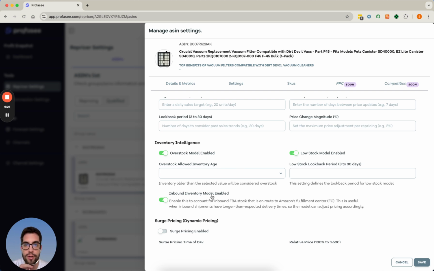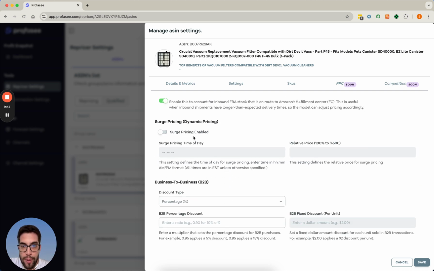Then we have the inbound inventory model. This one takes into account any inbound FBA stock that's en route to your fulfillment center. So whenever you're out of stock, but you have some inbound inventory coming in, you know that you can keep selling your ASINs. They're just going to have longer delivery times. So what the model will do is try and lower prices to incentivize unit sales.